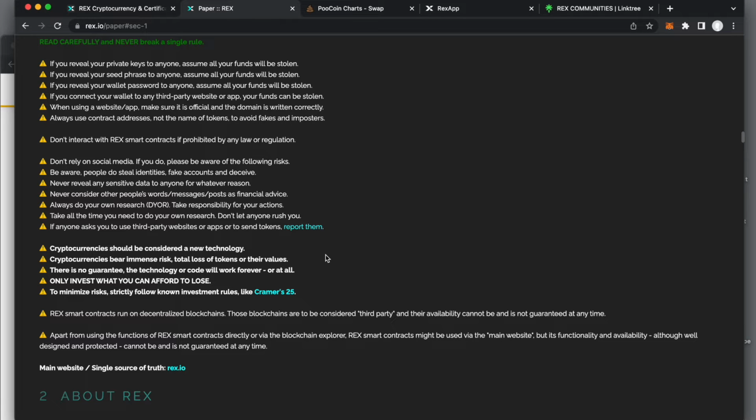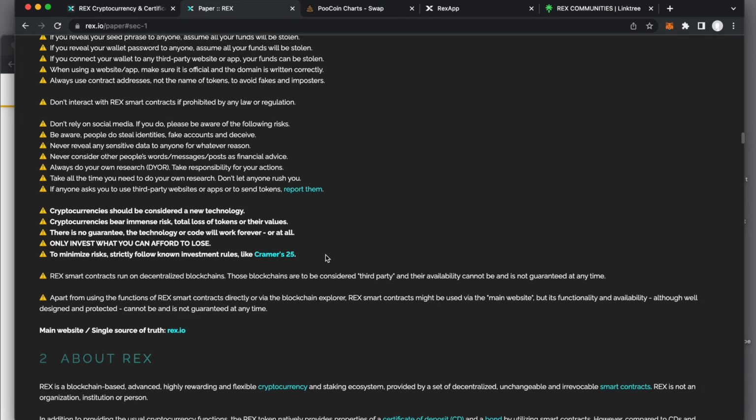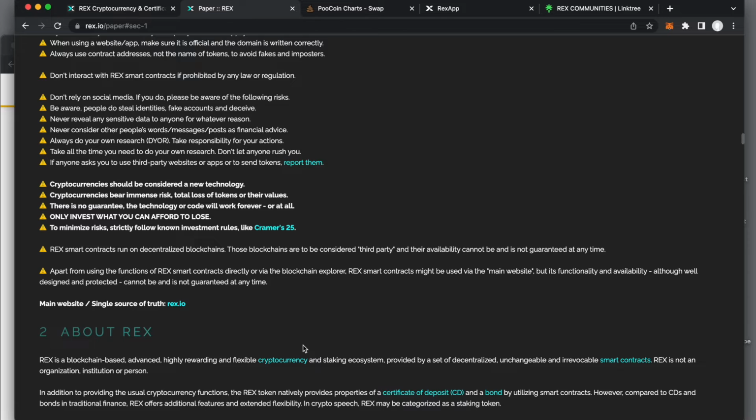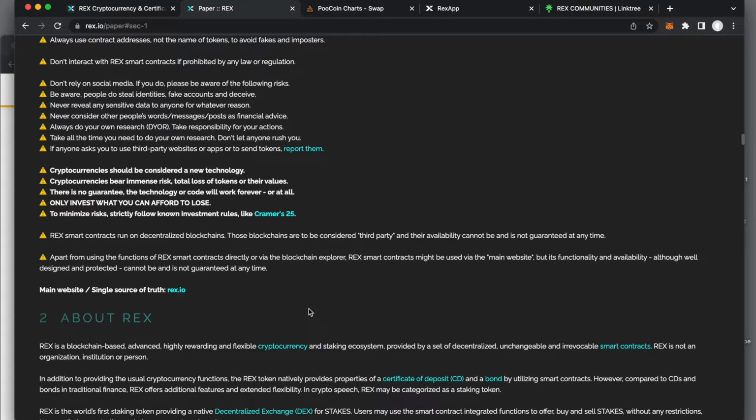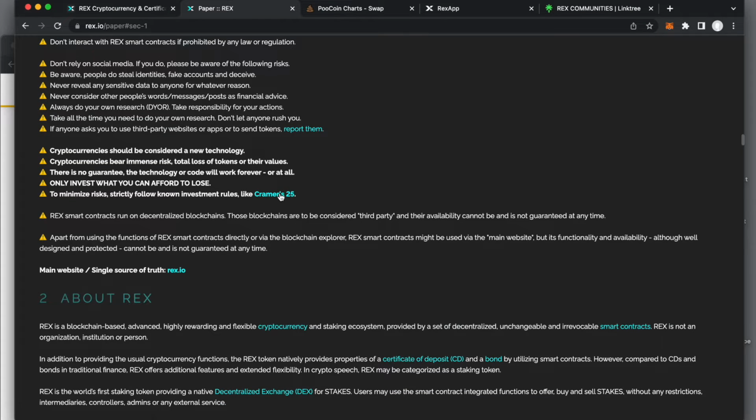If anyone asks you to use third-party websites or apps or to send tokens, report them. There's a link here to report if you want. Cryptocurrencies should be considered a new technology. Cryptocurrencies bear immense risks, total loss of tokens, or their values. There is no guarantee the technology or code will work forever or at all. Only invest what you can afford to lose. To minimize risks, strictly follow known investment rules like Kramer's 25. If you don't know what that is, read about it.